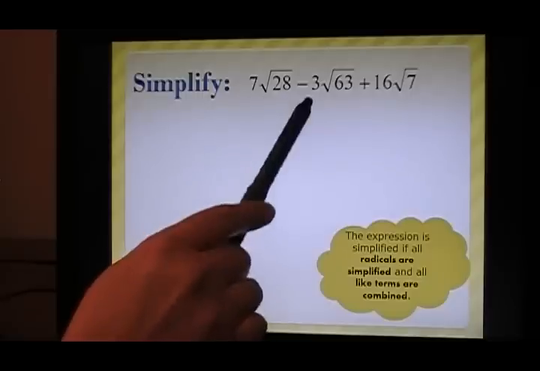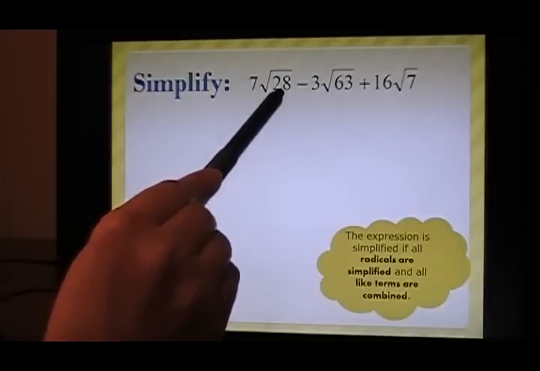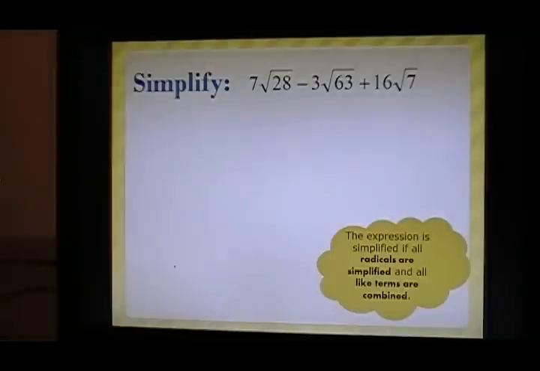28 is not a perfect square. In terms of, is there a number you can multiply twice to get 28? No, there are not. But is 28 divisible by some such number? And yes, it is. 4 is a perfect square that goes into 28.